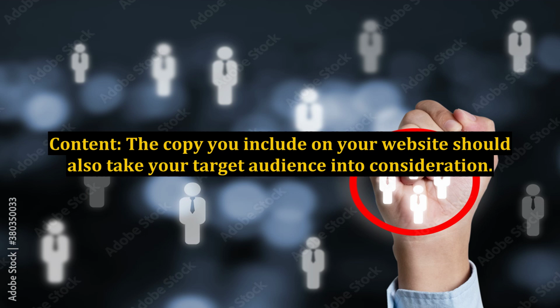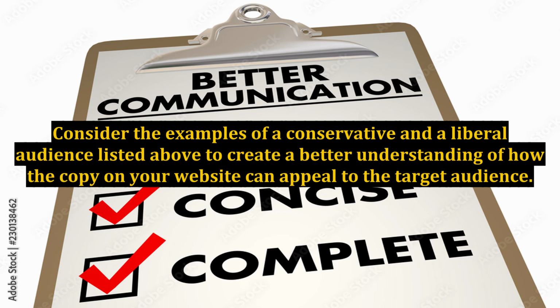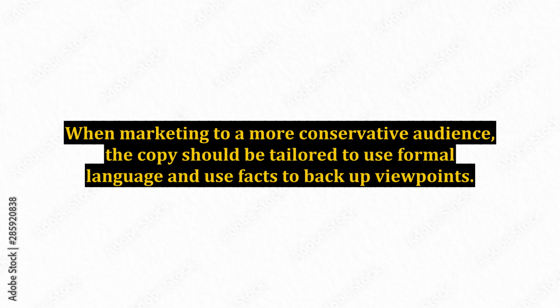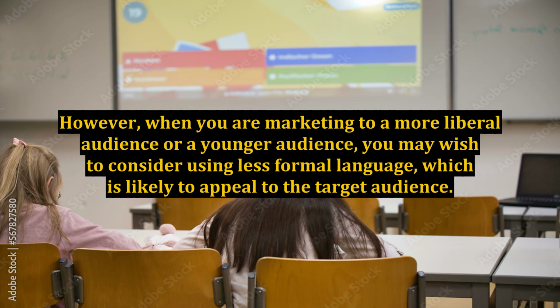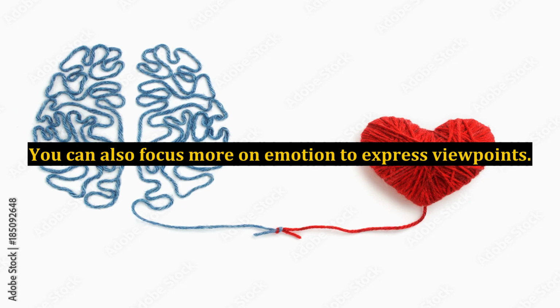Content. The copy you include on your website should also take your target audience into consideration. Consider the examples of a conservative and a liberal audience listed above to create a better understanding of how the copy on your website can appeal to the target audience. When marketing to a more conservative audience, the copy should be tailored to use formal language and use facts to back up viewpoints. However, when you are marketing to a more liberal audience or a younger audience, you may wish to consider using less formal language, which is likely to appeal to the target audience. You can also focus more on emotion to express viewpoints.